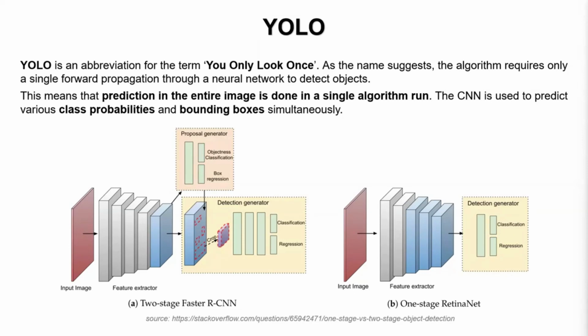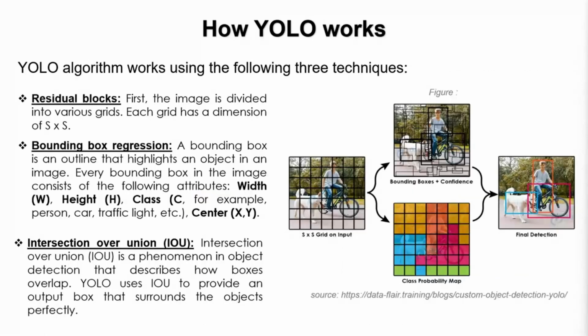So what is YOLO? YOLO stands for You Only Look Once. As the name suggests, the algorithm requires only one single forward propagation through a neural network to detect objects. This means that the prediction in the entire image is done in a single algorithm run. The CNN is used to predict the various class probabilities and bounding boxes simultaneously. So for YOLO, if you feed an input image to the network, it will detect the class probability and bounding boxes simultaneously with a single run.